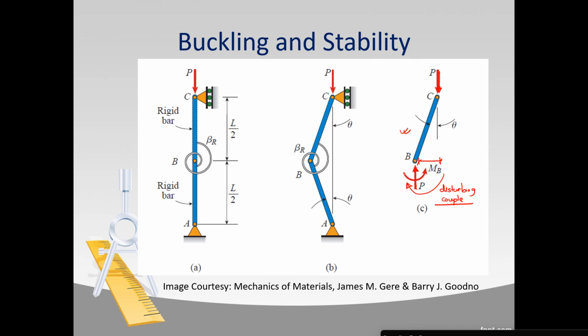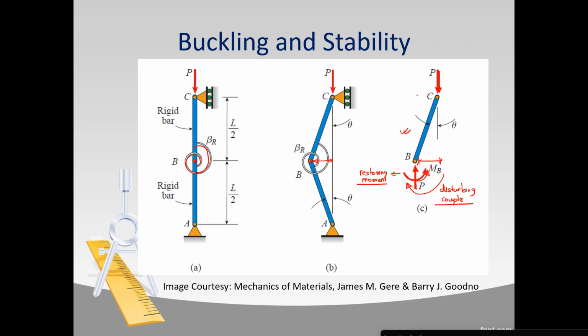Whereas another couple is this moment MB here. And this moment is generated due to the spring that we have placed at the very center, that is this position B here. So when we give the displacement to the center of this system, the moment due to the spring generates a restoring force that tries to bring this point back to its original position. So this couple or moment is known as the restoring moment. So how do we calculate the actual values of this disturbing couple and this restoring couple?